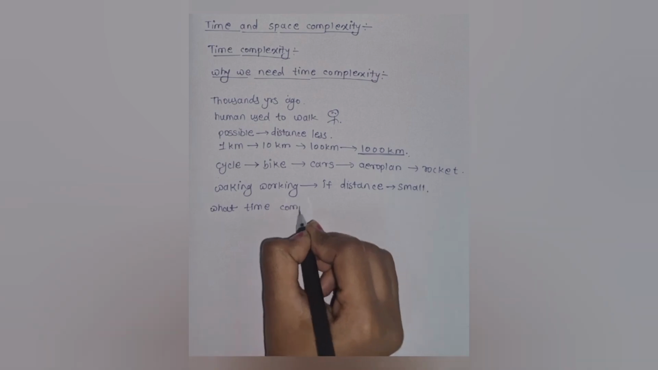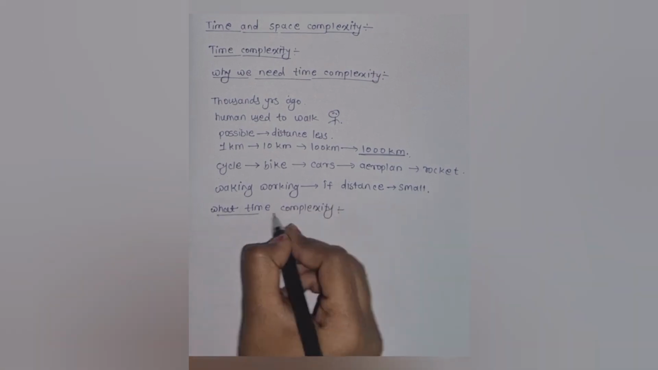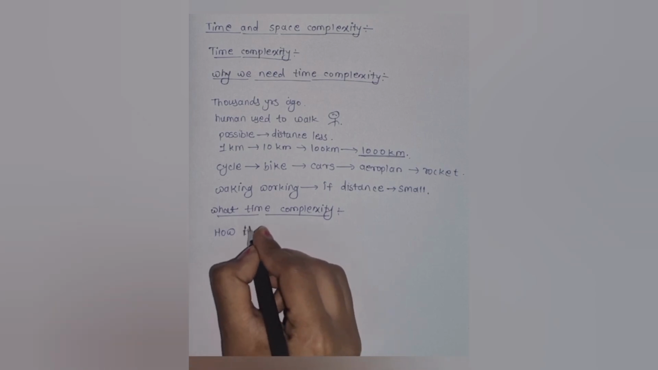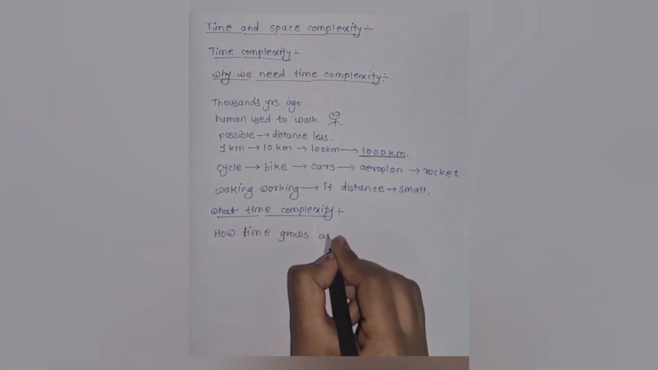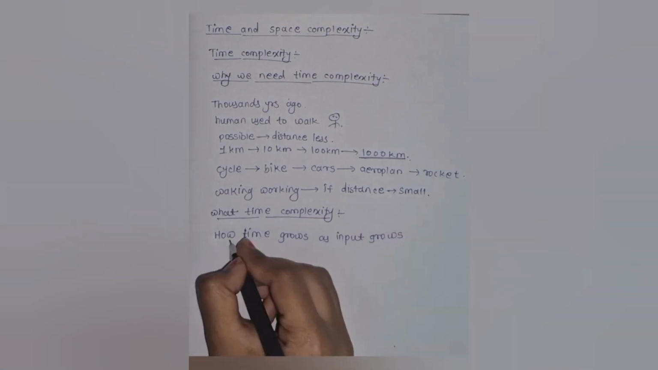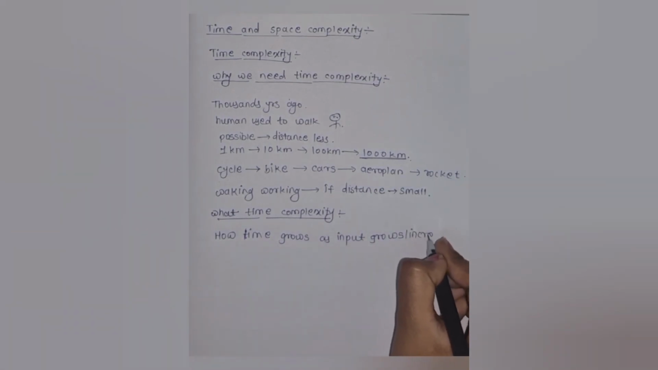Time complexity tells us how the time grows as the input grows or increases. How the time taken by a program grows as the input grows. So in programming, the input can be the number of elements in an array, the number of users, or the size of data.